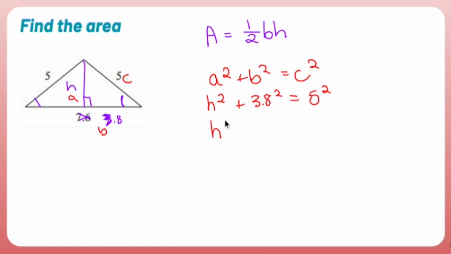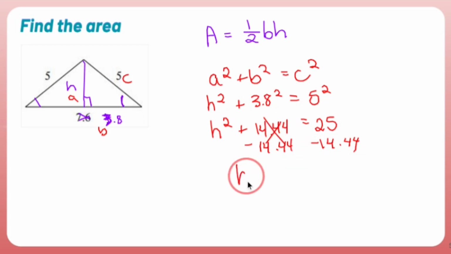3.8 squared is 14.44, so I will write that out. That's going to equal 5 squared, which is 25. In order to get h all by itself, I have to subtract 14.44 from both sides. So minus 14.44, drop down the h squared, and that's going to give us 10.56. Now, in order to get rid of the squared, I have to square root both sides.